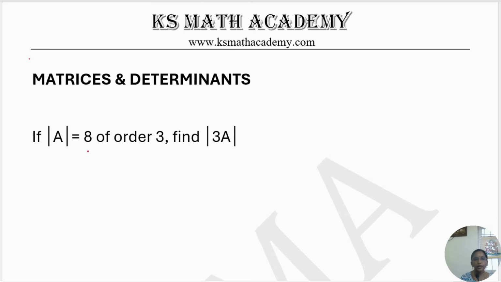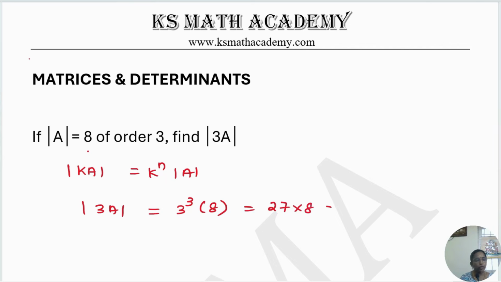If determinant of A is 8 of order 3, find the value of determinant of 3A. We know the formula determinant of kA is equal to k power n into determinant of A. Here we are going to find the value of determinant of 3A. So 3 power 3 into determinant of A, whose value is 8. So 27 times 8 is equal to 216 is our answer.